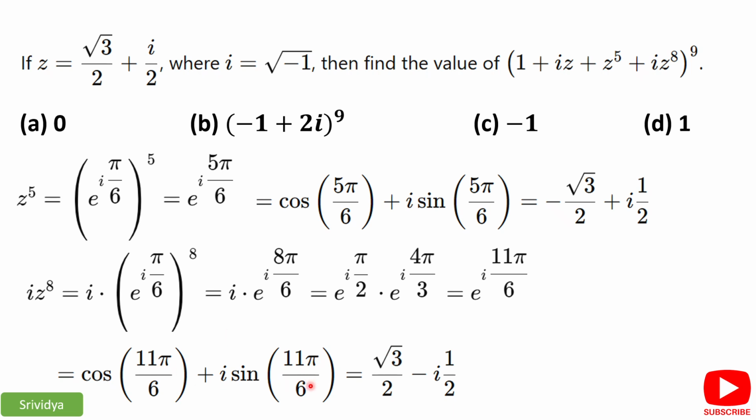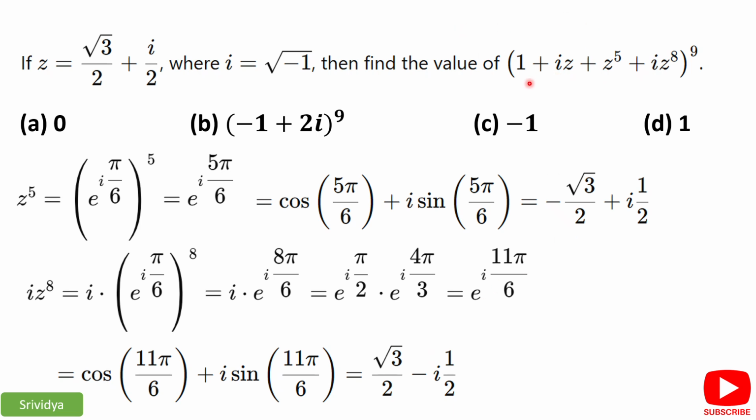Similarly, sin of 11 pi by 6 is nothing but minus sin pi by 6, which is minus 1 by 2. Therefore, i z to the power of 8 in rectangular form, or a plus ib form, is root 3 by 2 minus i into 1 by 2.